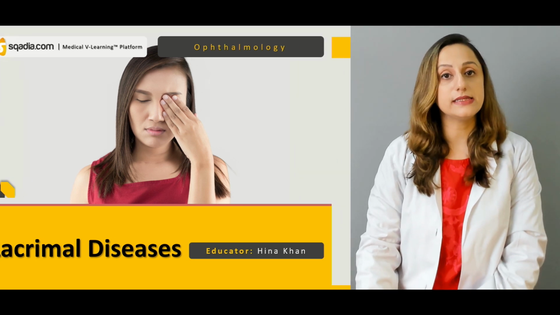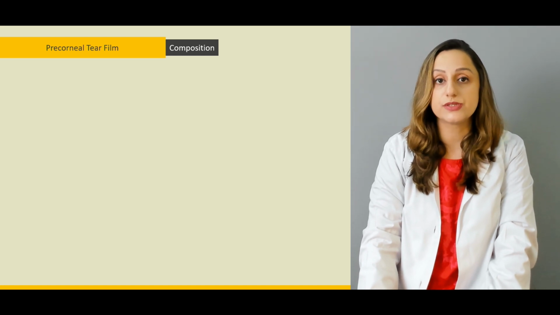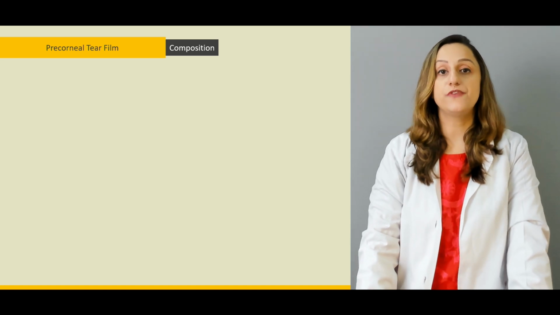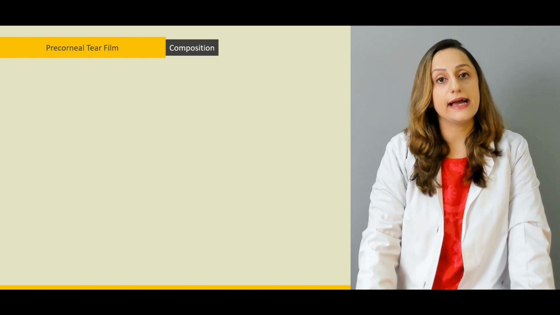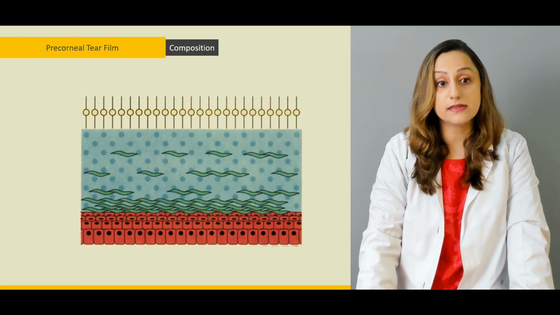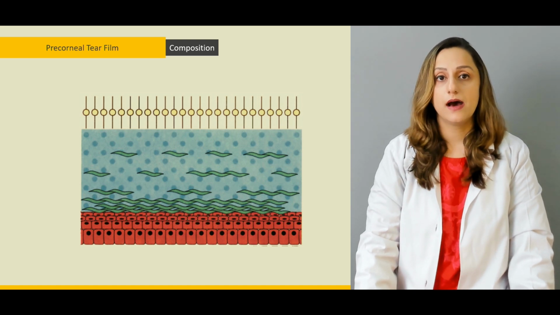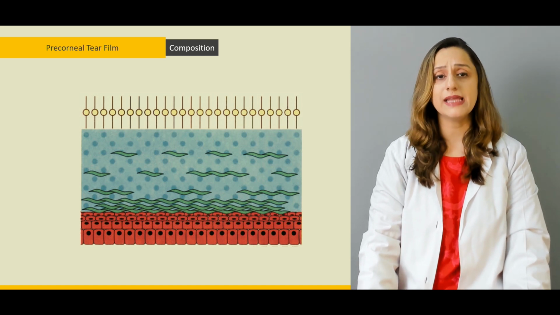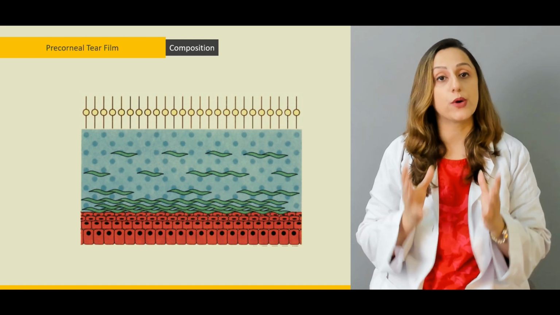Now we have a particular set of clinical symptomatology relating to the diseases of the lacrimal apparatus. For that, we should know the functioning of the lacrimal gland. In layman's terminology, the lacrimal gland is responsible for the production of the tear film. It is known as the precorneal tear film, present anterior to the cornea. It involves the conjunctiva as well, bathing both the conjunctiva and the cornea.